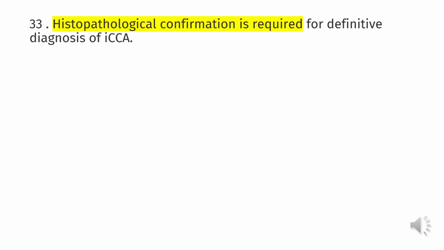So what do I need? I'll need a histopathological confirmation in order to obtain a definitive diagnosis of cholangiocarcinoma or intrahepatic cholangiocarcinoma.